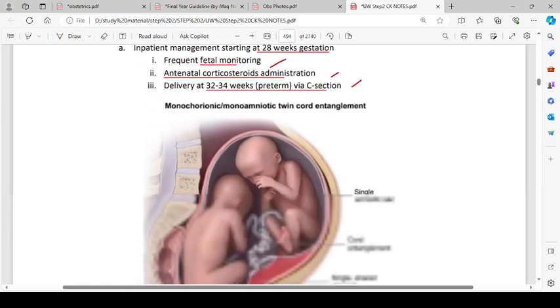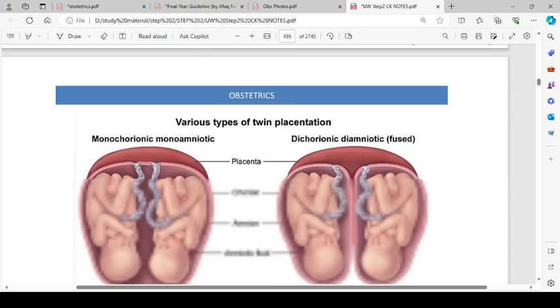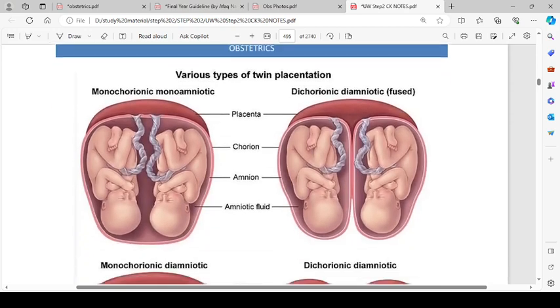In monochorionic monoamniotic twins, cord entanglement can occur like this, where the cords of both fetuses can entangle with each other. So this is a single amniotic sac, cord entanglement is happening over here, and there is a single shared placenta, as you can see. Then we have various types of twin placenta. These are monochorionic monoamniotic, in which we have two umbilical cords attached to the same placenta, of the fetuses which are present in the same amniotic cavity, right?